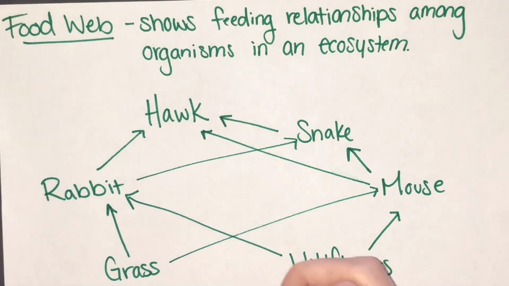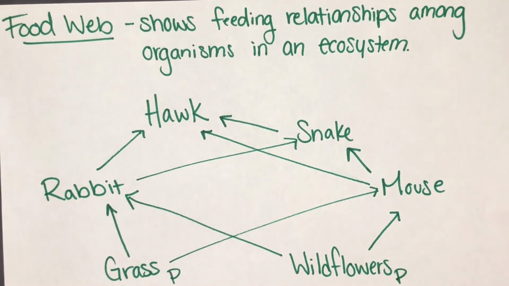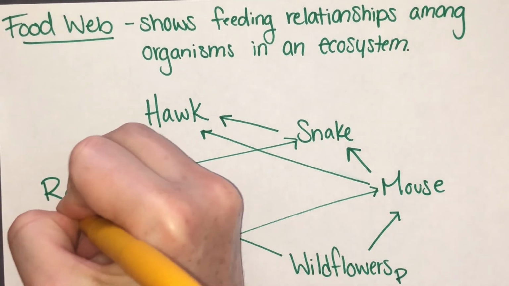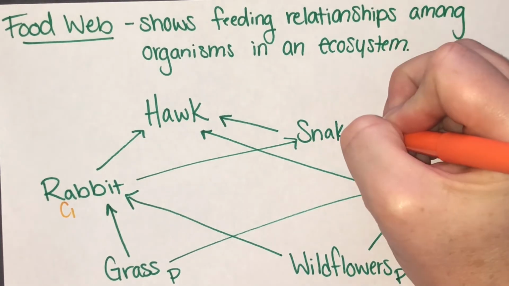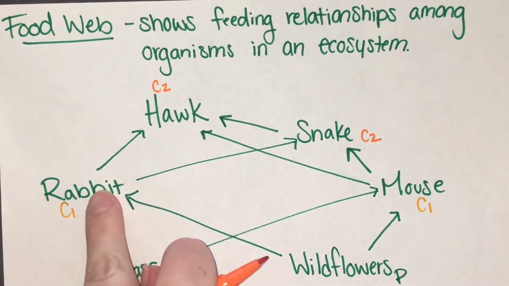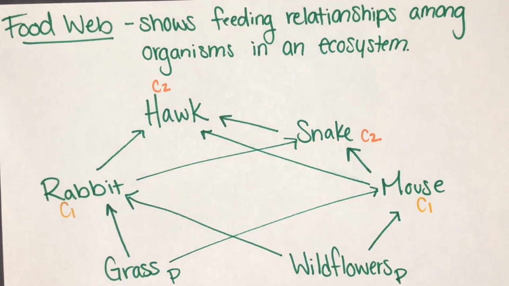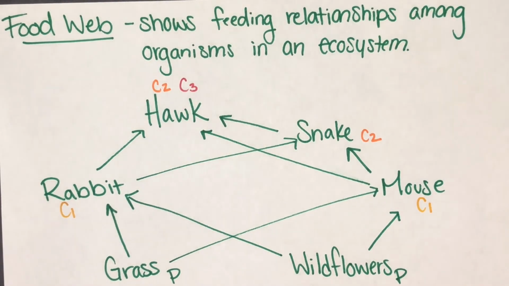Here we see that the grass and wildflowers are both producers. Because the rabbit and mouse eat the producers, they are both primary consumers. Since the snake eats the rabbit and mice, it is a secondary consumer. And as well, the hawk is a secondary consumer because it eats the rabbit and the mice, as well as being a tertiary consumer because it eats the snake, the secondary consumer.